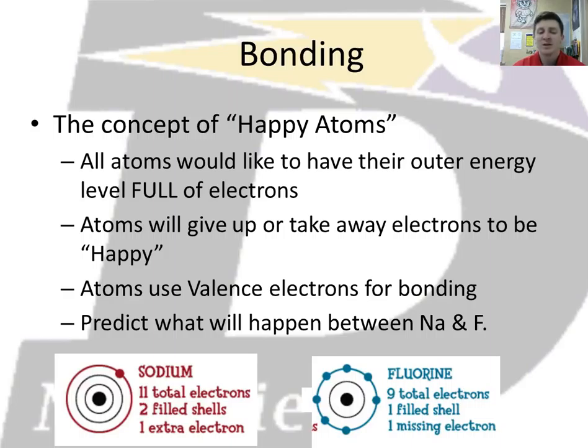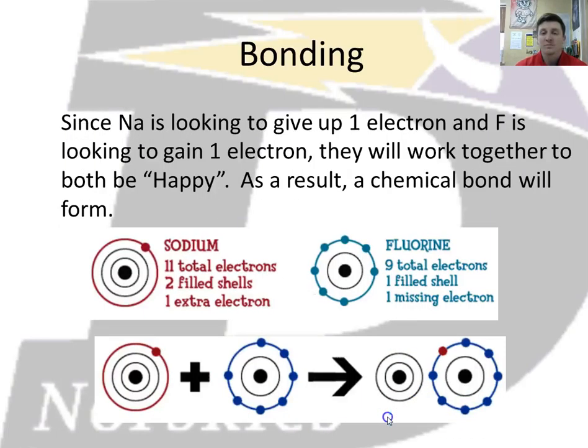So basically, if we look, it asks you to predict what will happen with sodium and fluorine. Here we got a picture of sodium, which has 11 total electrons, 2 filled shells or energy levels, and 1 extra electron on the outside. Here we have fluorine. Fluorine has 9 total electrons, 1 filled shell, and 1 missing electron from a full 8 on its outermost energy level. So what's going to happen? Well, since sodium is looking to give up 1 electron, and fluorine is looking to gain 1 electron, they will work together to be happy.